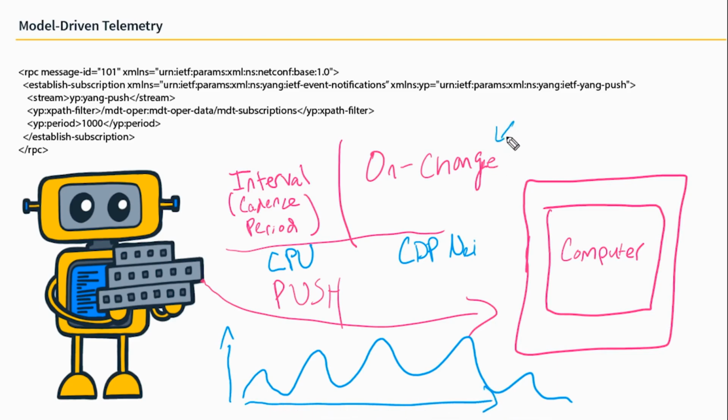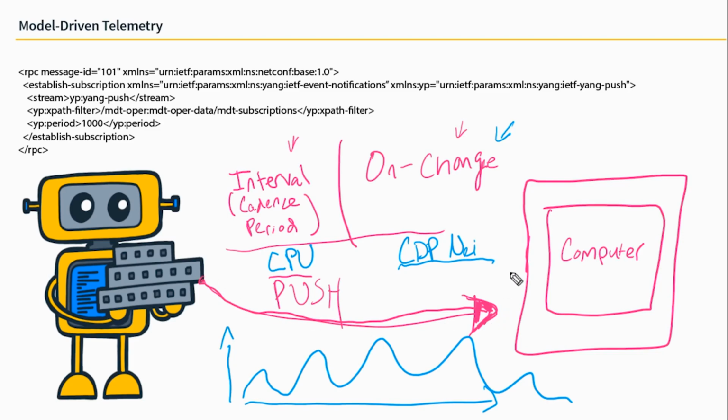Whereas with the on-change notification, I may want to be notified when the CDP neighbor status changes. Using this push model of data, we can specify which item we want to monitor, in this case CPU usage or CDP neighbors, and then how often we want to be notified about this. Ultimately, the idea is that we can now get insights into our entire network or all of our network devices without us having to request this information.